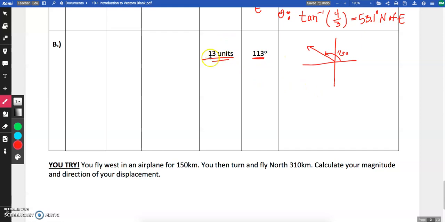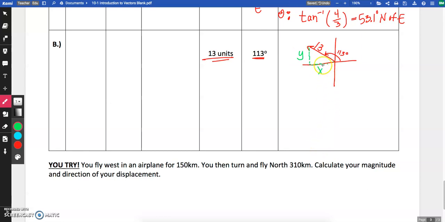Now I know the 13 units is the magnitude, meaning it's the distance of this arrow. It's how long that arrow is. So I'm going to put my 13 on it. I'm looking to work backwards to the x and the y. So this is going back to SOHCAHTOA problems. Here's y, and here's x.